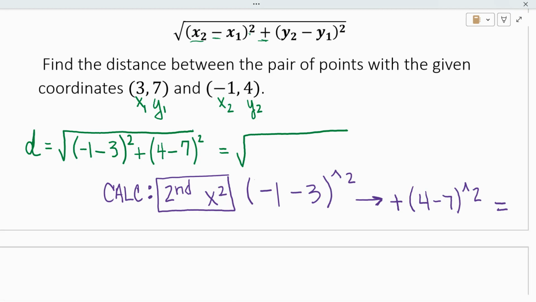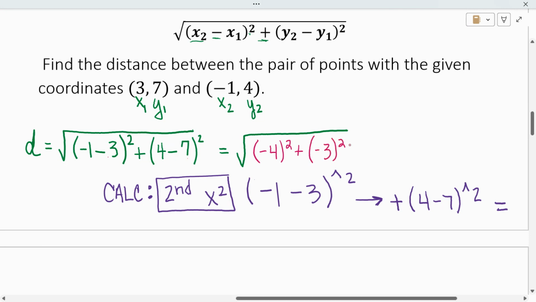Now I'm going to work it out here just so you can see it. Let's see, a -1 and a -3, that becomes a -4 squared. And a 4 minus 7, well, that's -3 squared. And I know that a negative times a negative is positive. So -4 times -4 ends up being 16. And -3 times -3 ends up being 9. And 16 plus 9 is 25, and the square root of 25 is 5, which is also what you should have gotten when you put that into your calculator.